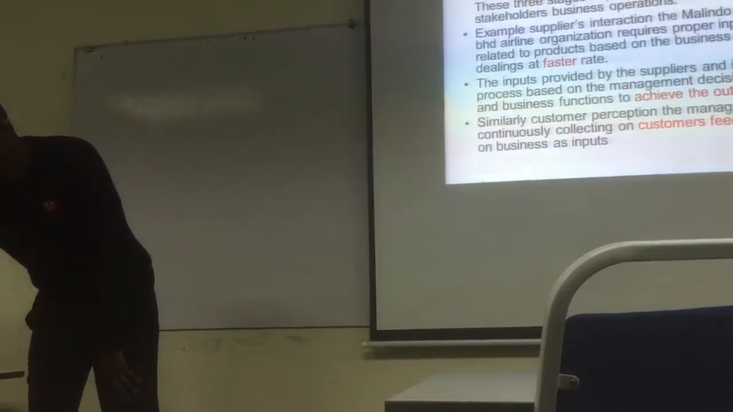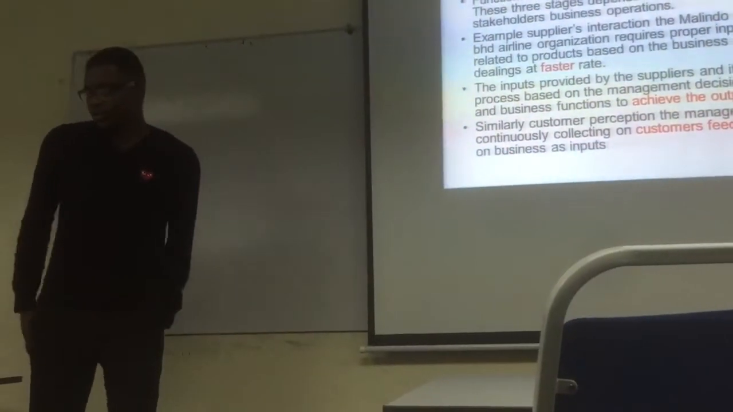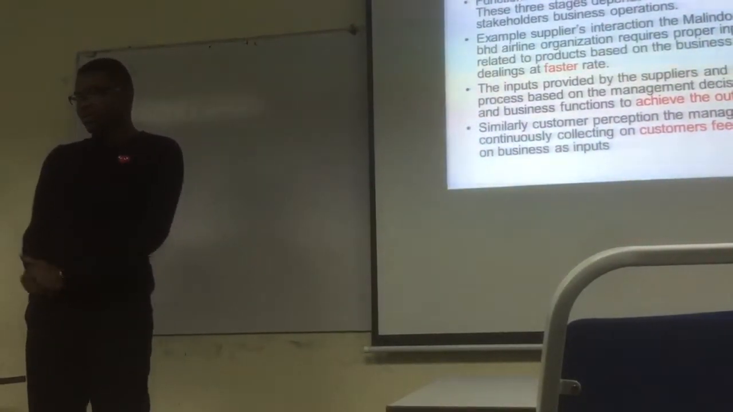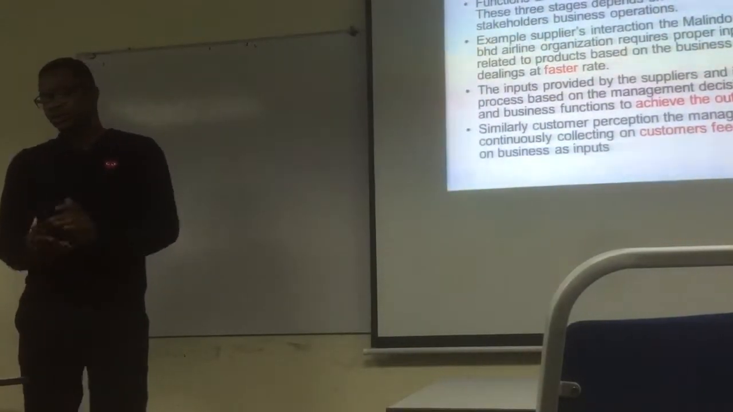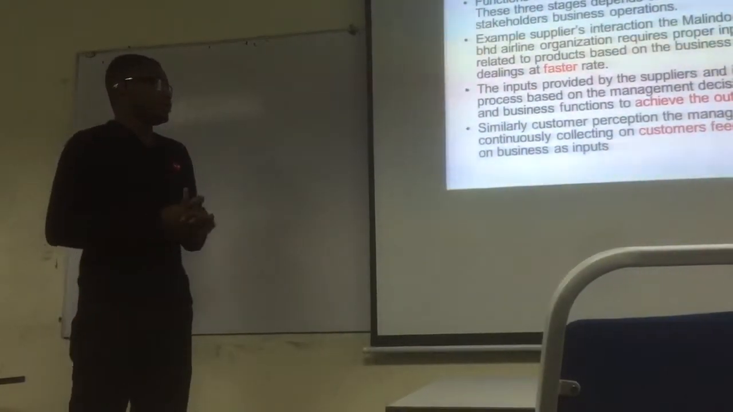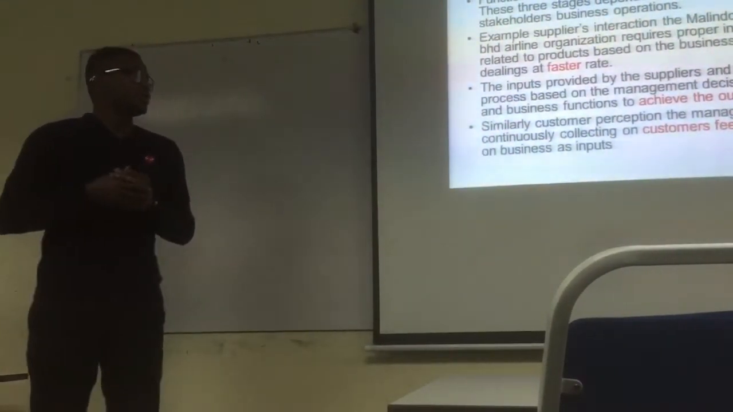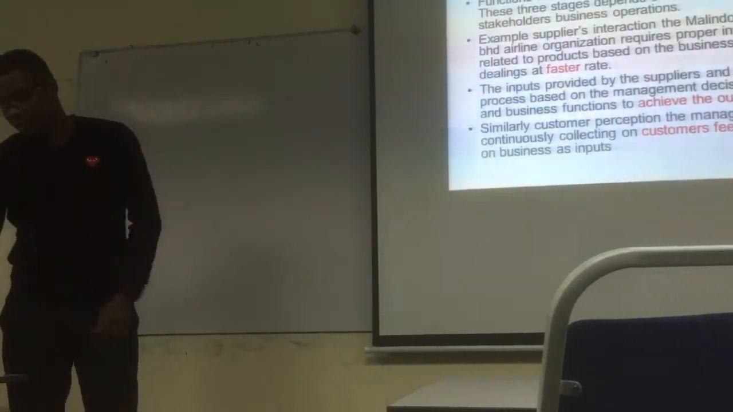Here are the functions and their inputs, process and outputs. These are the three main things. The inputs are from the supplier, and the process is based on the management decision and the business function to achieve the outputs. And similarly, customer perception management continues the collecting of customer feedback on business as input.